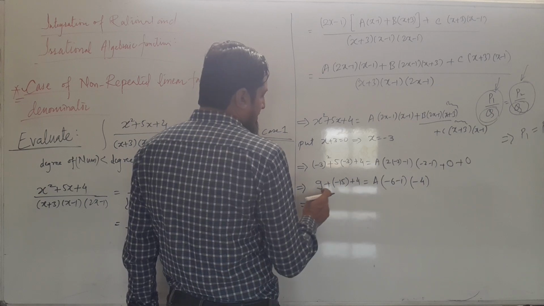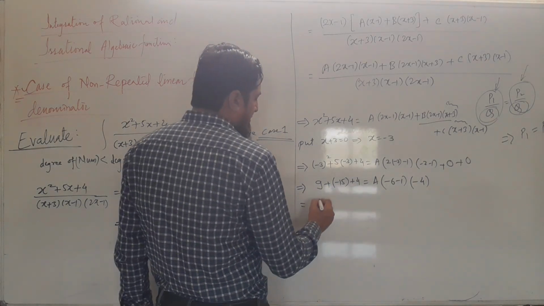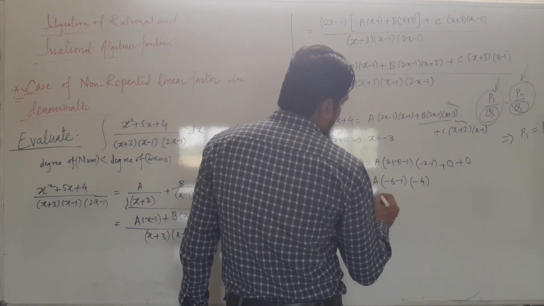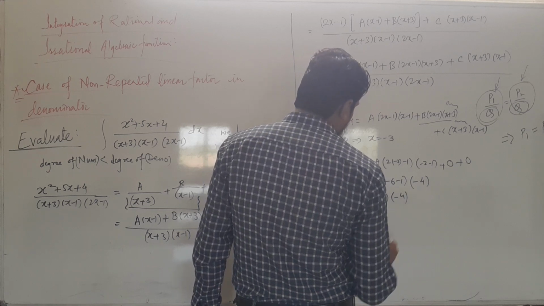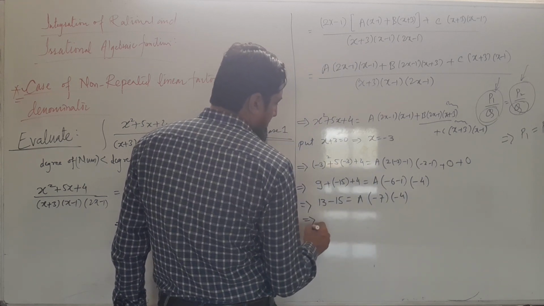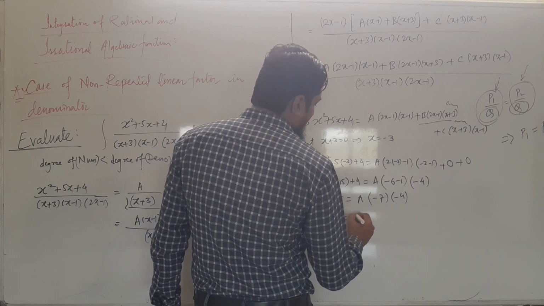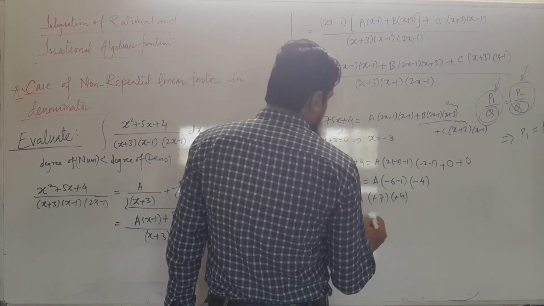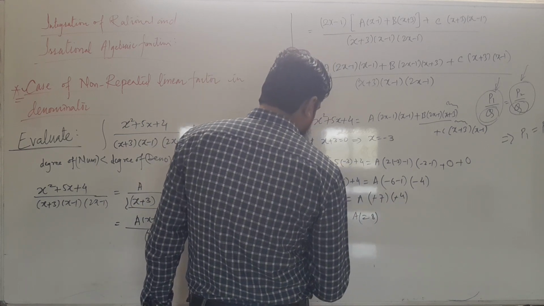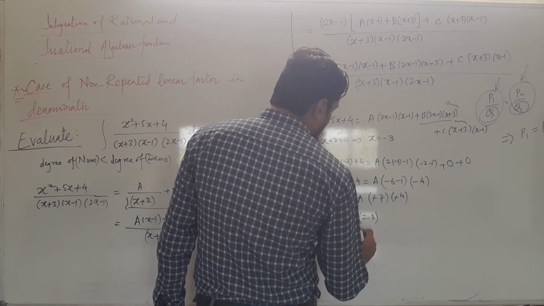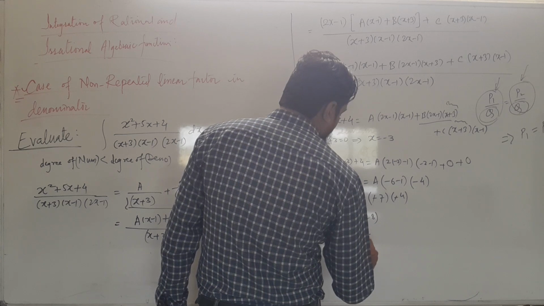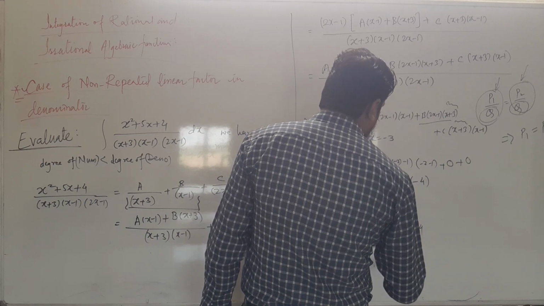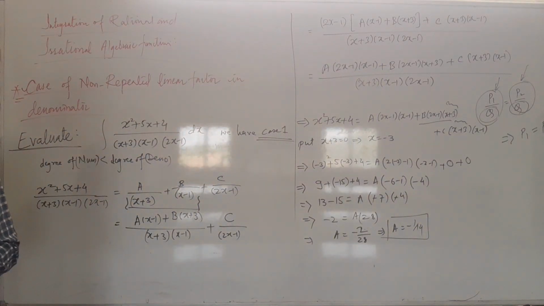We will get 9 + 4, that is 13, plus -15 is equal to A(-7)(-4). We will get -2 here, and this minus minus becomes plus. 7 fours are 28, and we will get A = -2 upon 28. This implies that A is equal to -1 upon 14. Correct?